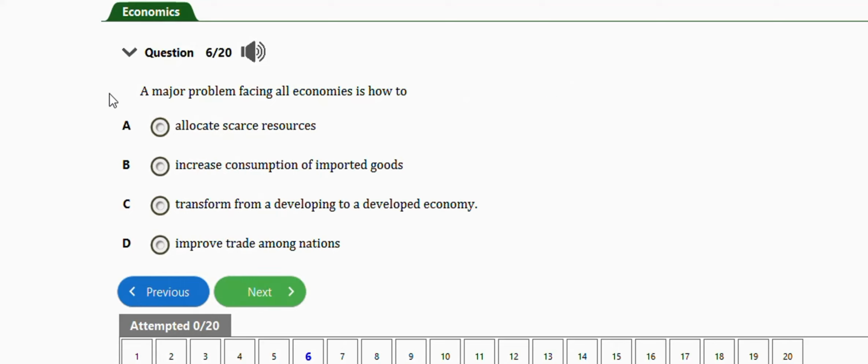It says a major problem facing all economies is how to: option A, allocate scarce resources, increase consumption of imported goods, transform from a developing to a developed economy, improve trade among nations. The right answer is option A, which is how to allocate scarce resources. Okay, next question is this one.